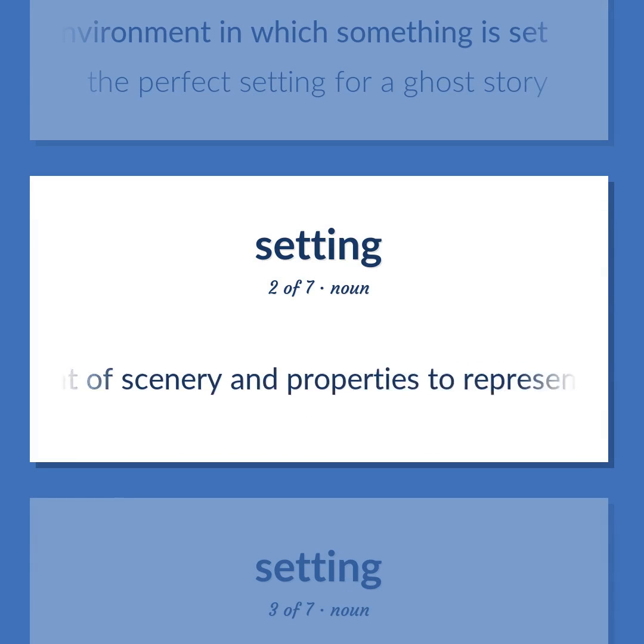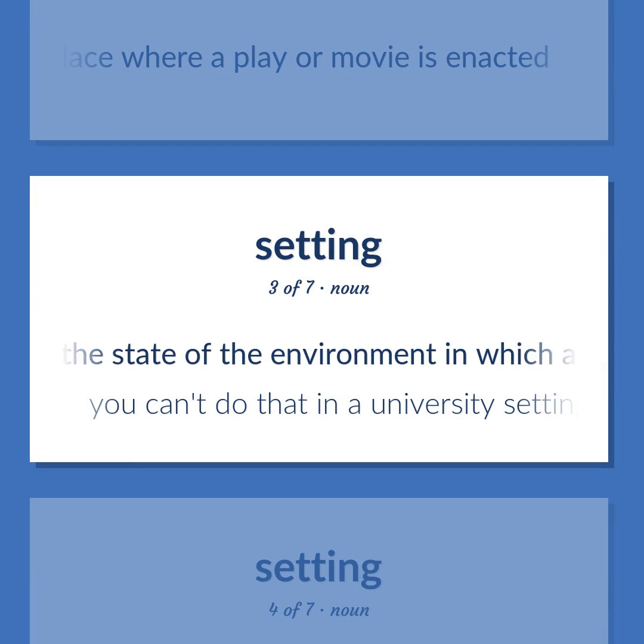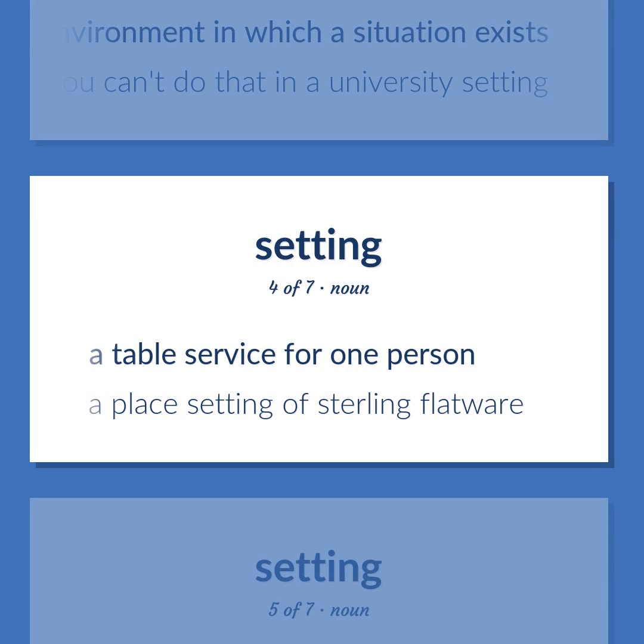Arrangement of scenery and properties to represent the place where a play or movie is enacted. The state of the environment in which a situation exists. You can't do that in a university setting. A table service for one person. A place setting of sterling flatware.